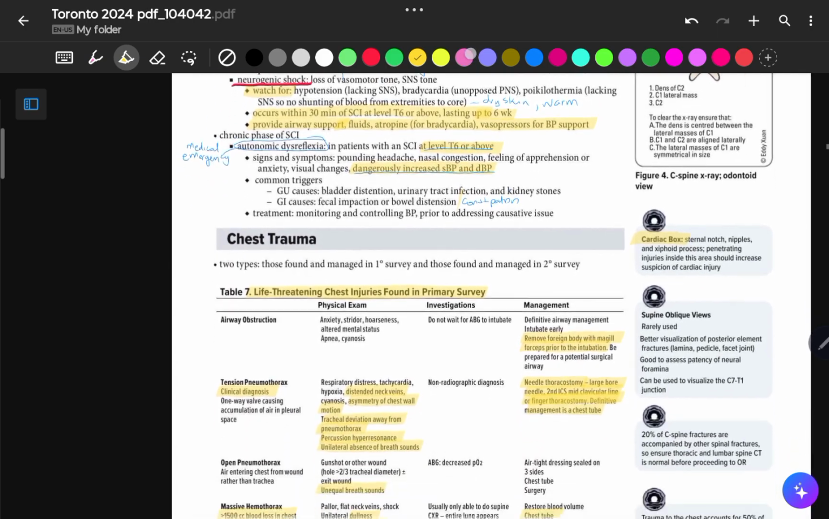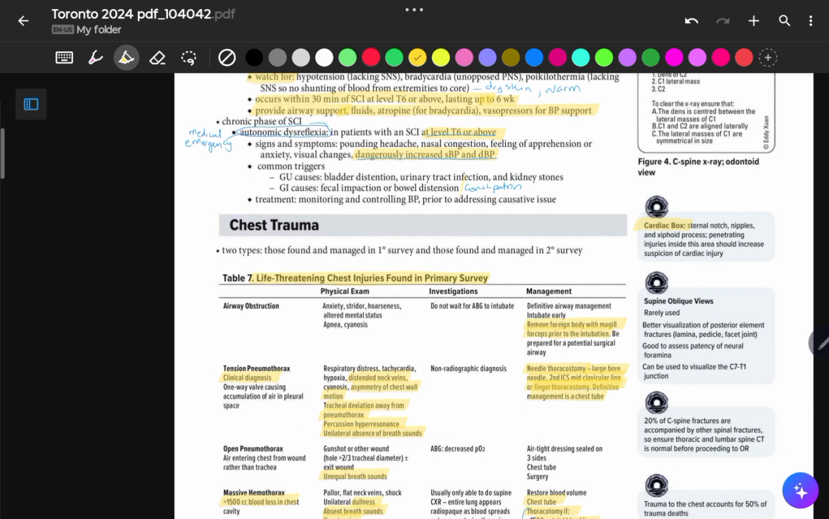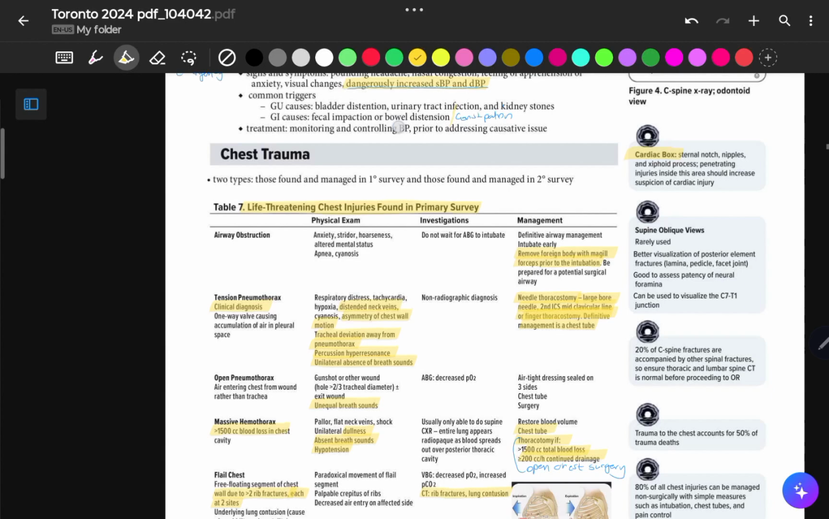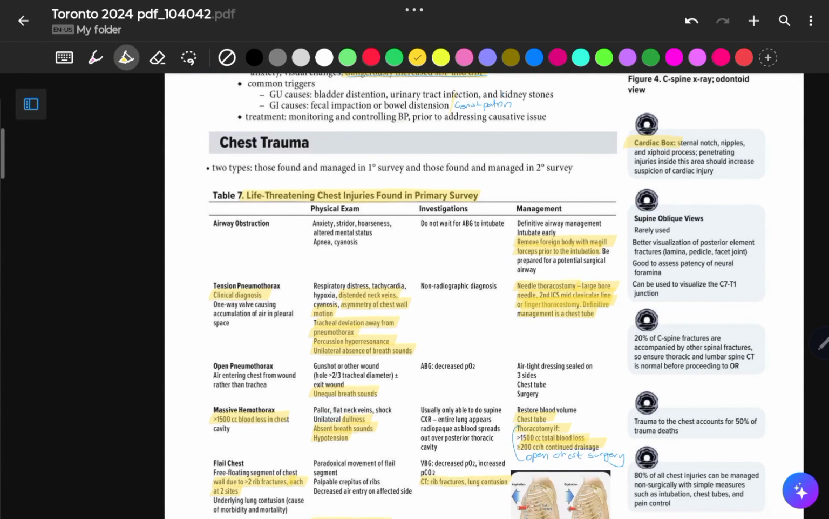All right, so now we're done with C-spine. We did head injury, we did C-spine injury. Now we're doing chest injury. So chest trauma. You have two types: those that are found and managed on the primary survey and those that are found and managed on the secondary survey.